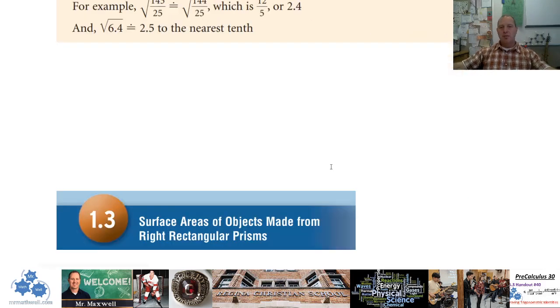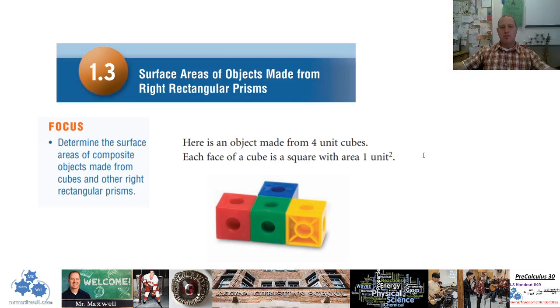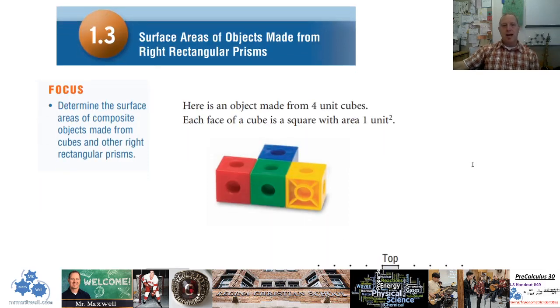Okay, let's move to the second half of the chapter now. 1.3 and 1.4 talk about surface area. So again, this is the second half of the chapter, surface area. If you have an object and you're asked to find the surface area, it is simply the area of the surfaces that would be exposed to the air, if you think about real objects, okay?